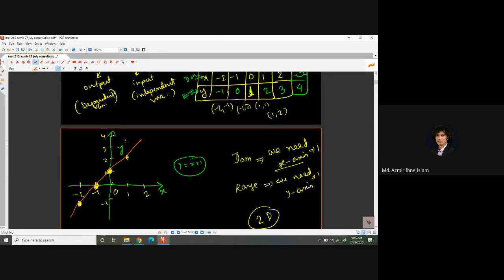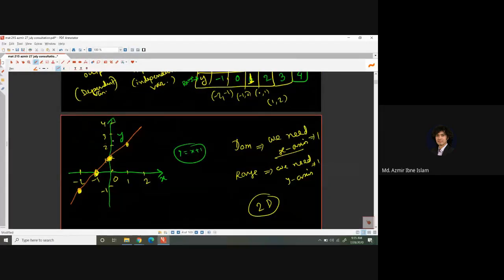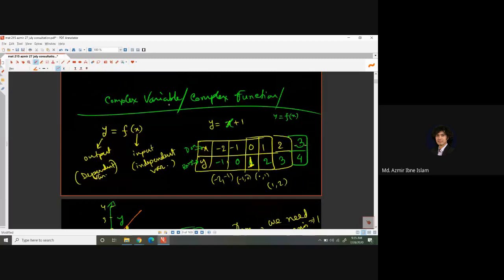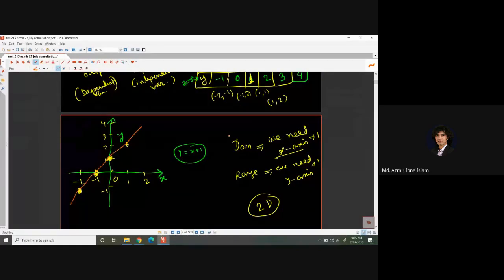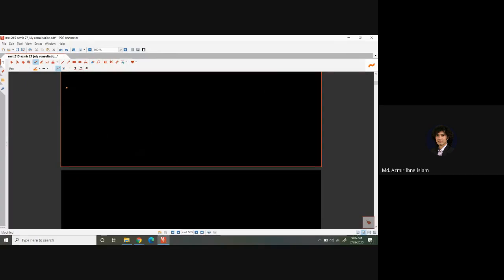So the advantage of a real valued function is we can have the domain and range in the same plot. In the same Cartesian axis, we can figure out the domain part and range part. But we are here to learn complex variables and complex valued functions. So things will be different than the real valued representation. So you will understand that now.